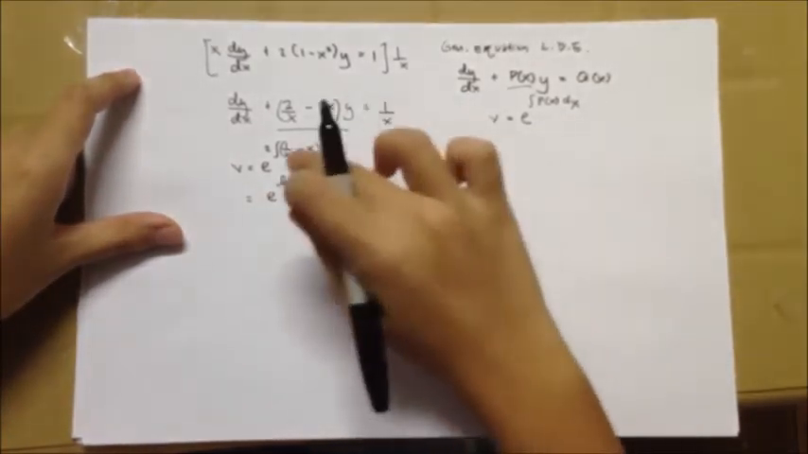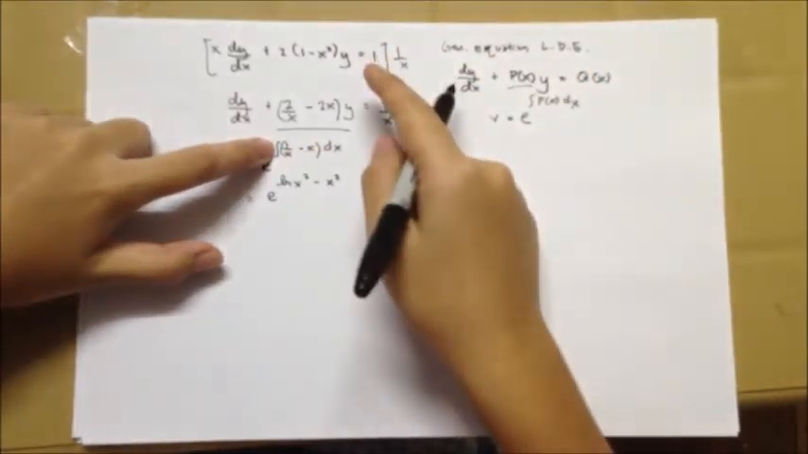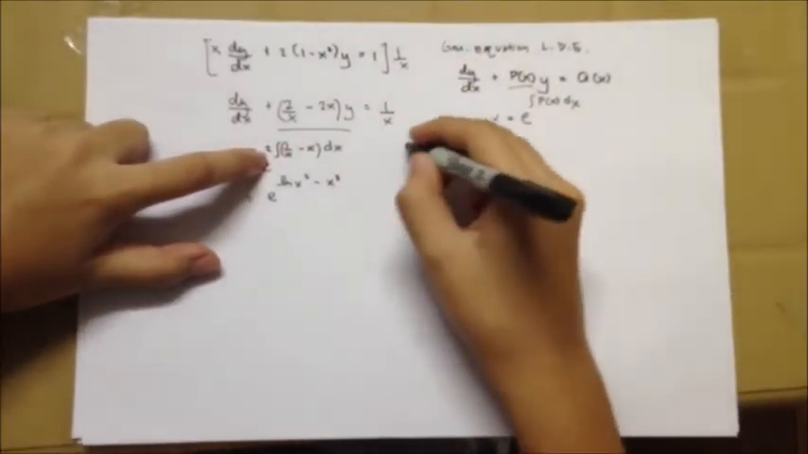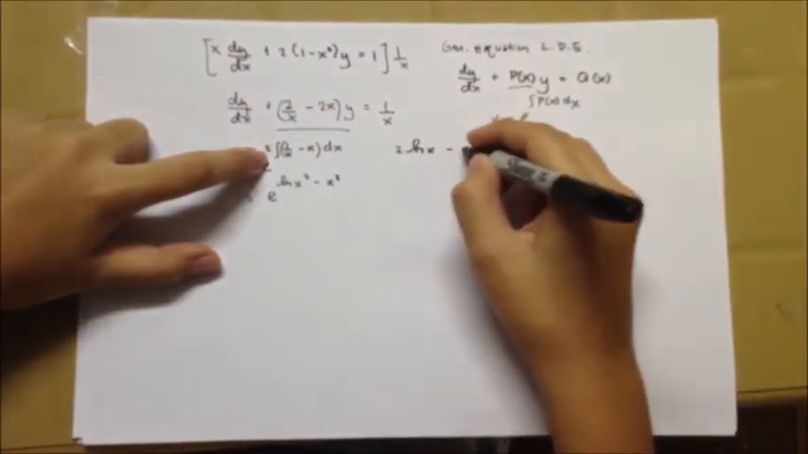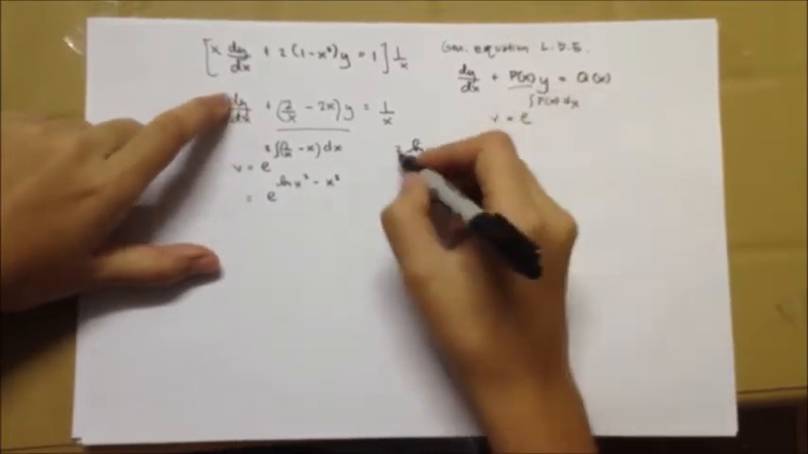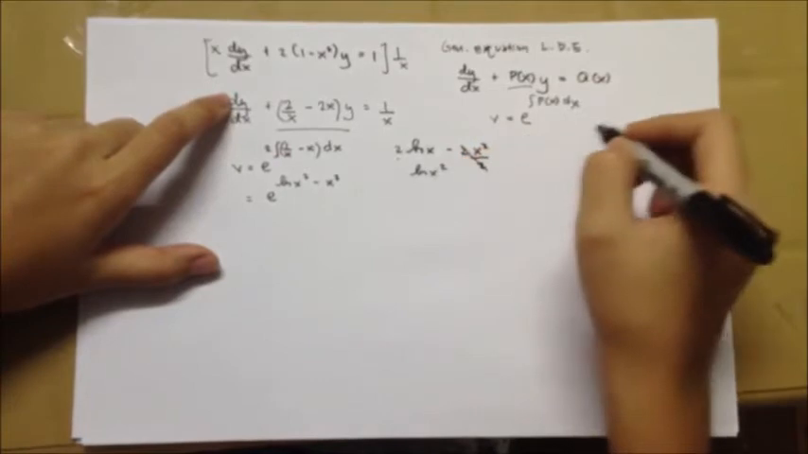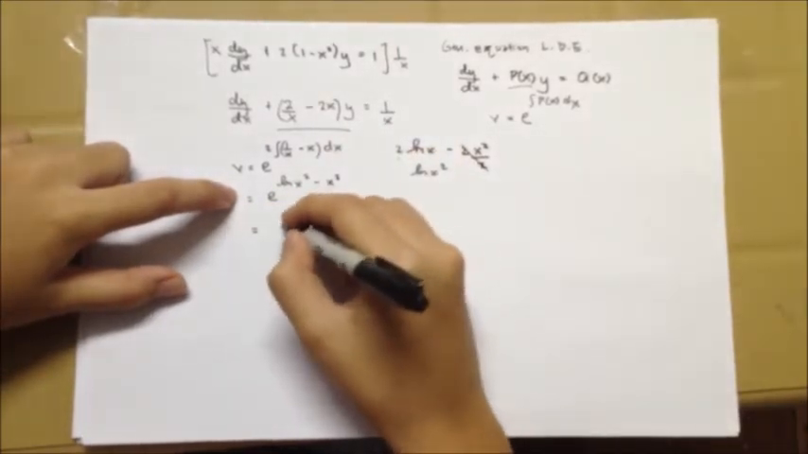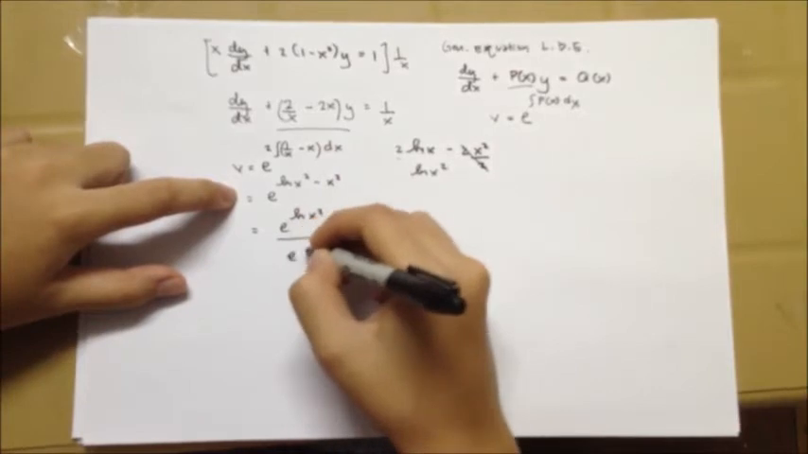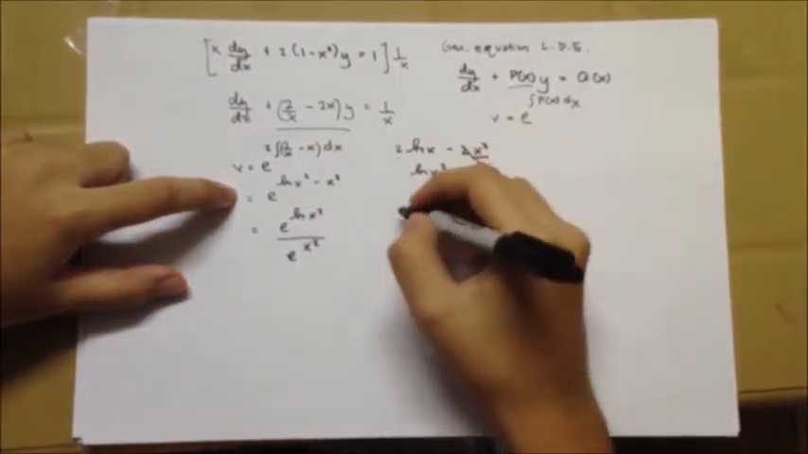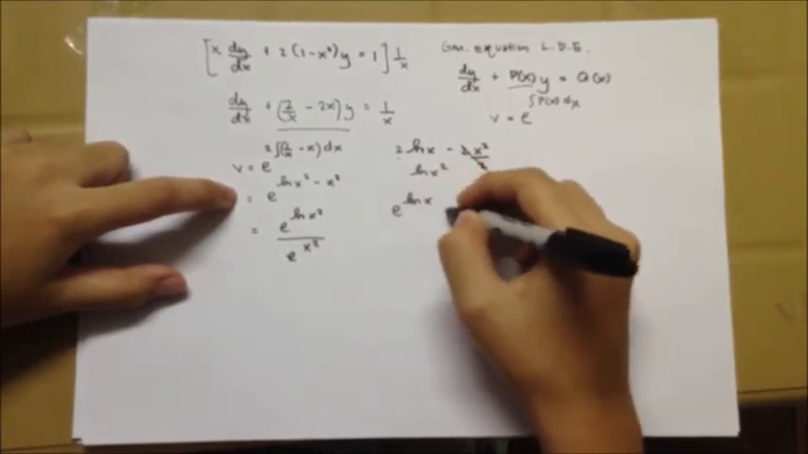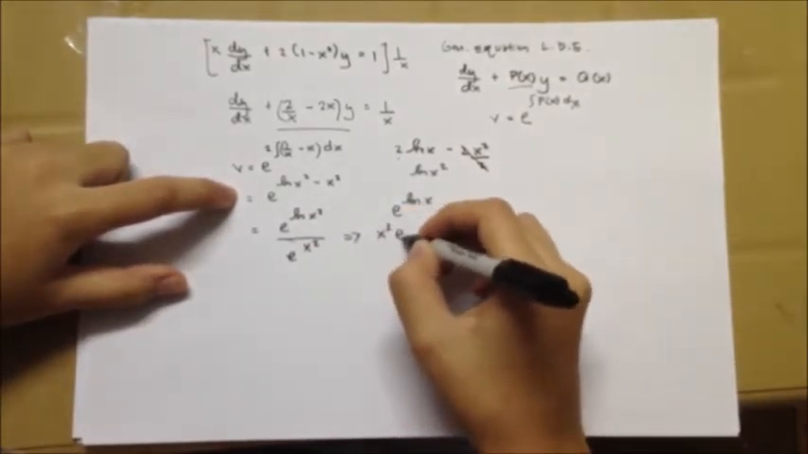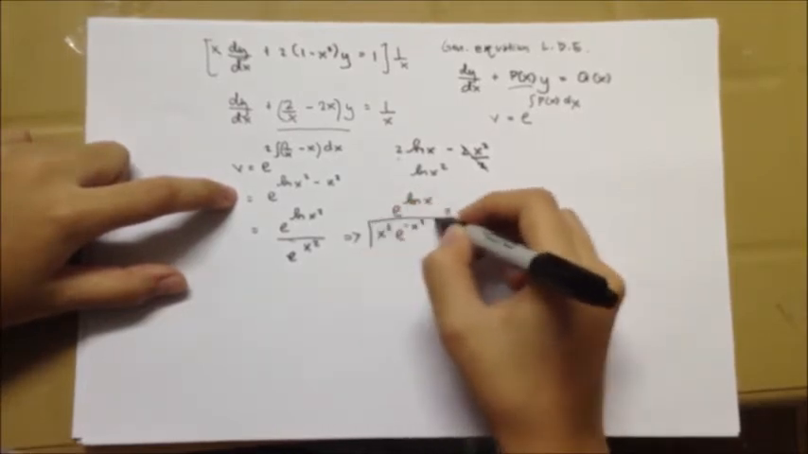Now, how did I get this? The integration of 1 over x is equal to the natural log of x. Now, this one, if I'm going to integrate, will be 2 natural log of x minus 2 times x squared over 2. So this will just cancel, and by the law of exponents, this will just become natural log of x raised to 2. And then by using the laws of exponents, I can express this as e raised to natural log of x squared over e raised to x squared. And by using the property that e raised to natural log of x is just equal to x, I can rewrite this one as x squared times e raised to the negative x squared. And this is our integrating factor.